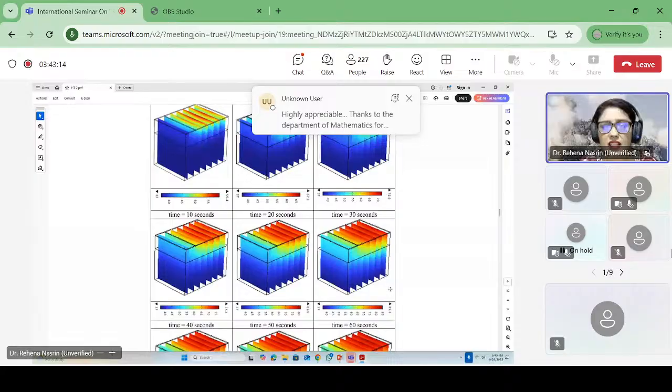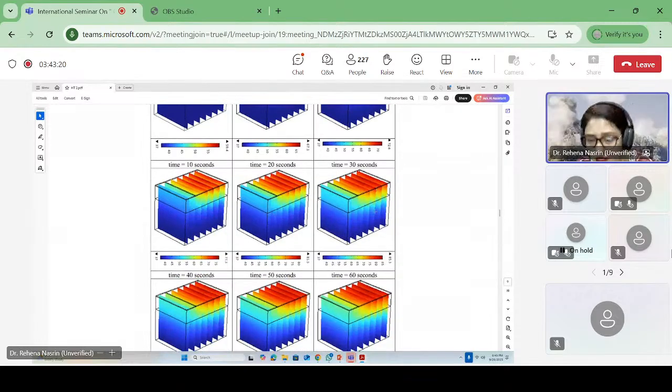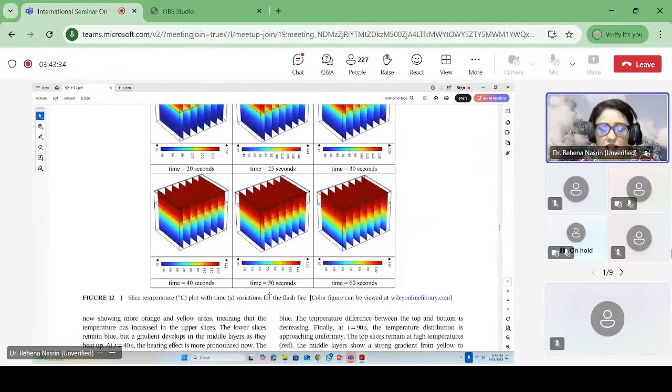So this is the slice plot. You can see in the slice plot how heat goes down from the upper skin layer to the inside layer, according to time. When time is high, the burn amount is high. So these are the contour plots.